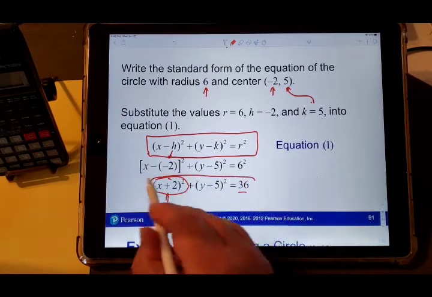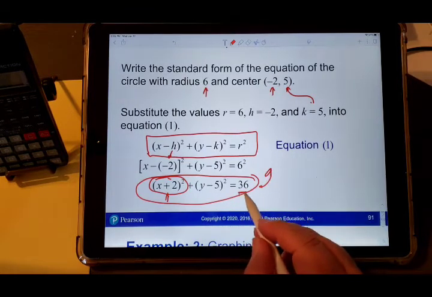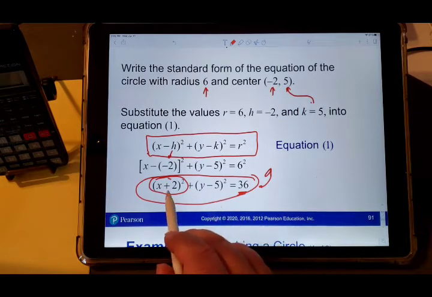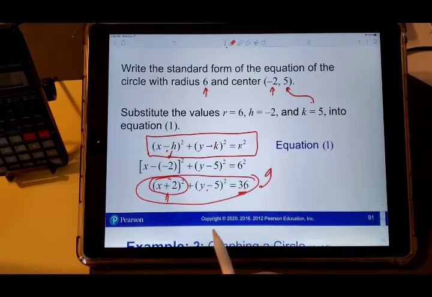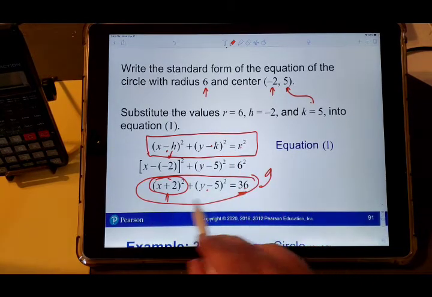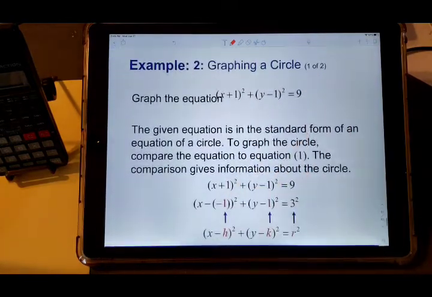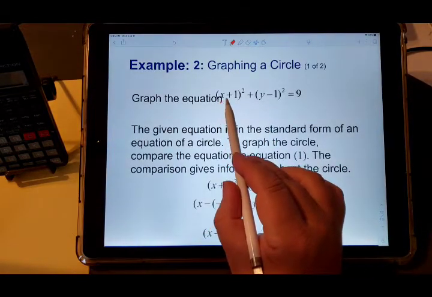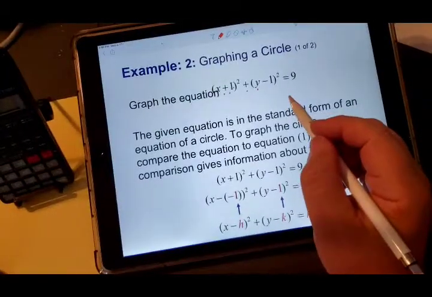Now we're going to reverse this process, and that's mostly the way we're going to do it. So if we start here, your job is to identify what H is, identify what K is, and identify what R is from the equation. And that's happening next. All right. So here's a problem where they actually want you to graph this. Graph the equation x plus 1 squared, y plus minus 1 squared equals 9.